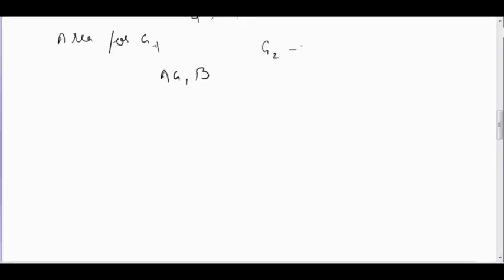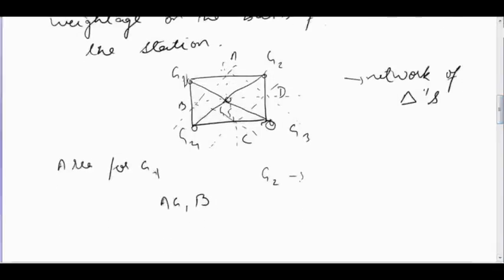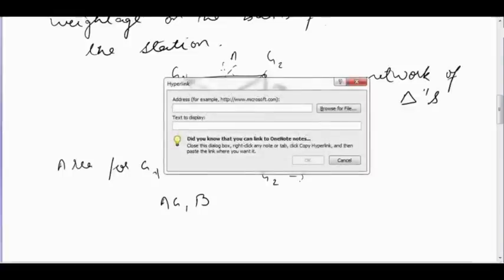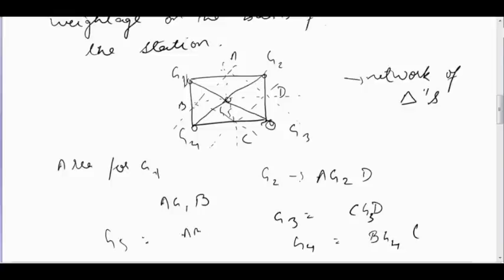Similarly, for G2, your area will be AG2D. For G3, your area will be CDG3, and for G4 your area will be BG4C, and for G5 your area will be ABCD. This is the enclosed polygon for your rain gauge station G5.